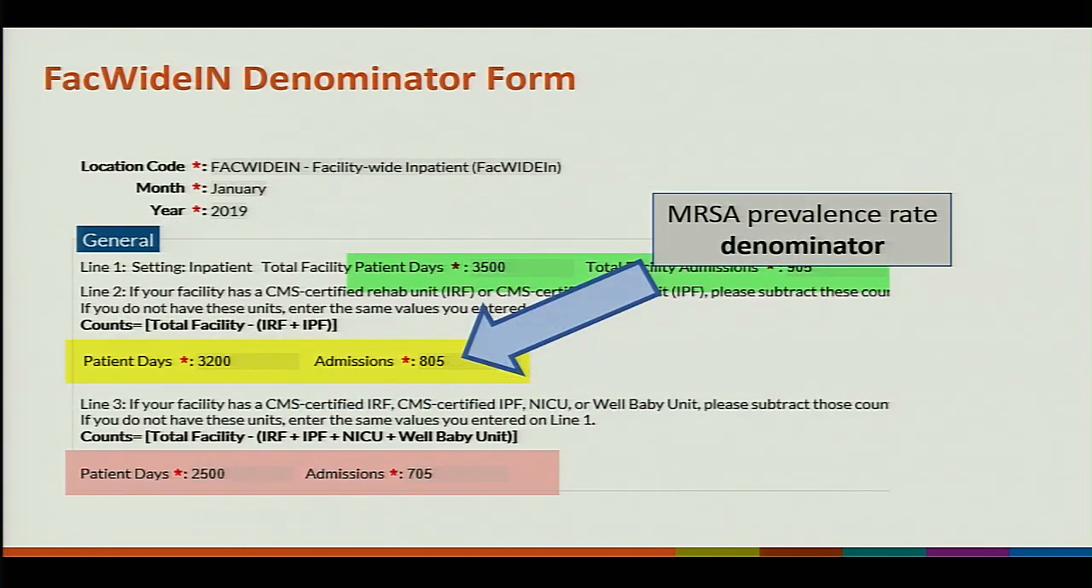So let's take a look at this FACWIDE and denominator screen. The MRSA prevalence rate uses the number of admissions from line 2 as the denominator. So it's very important that you are entering data correctly on the FACWIDE and denominator screen on all 3 lines of data entry.